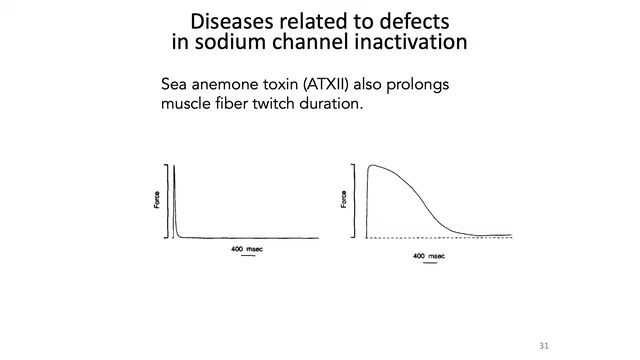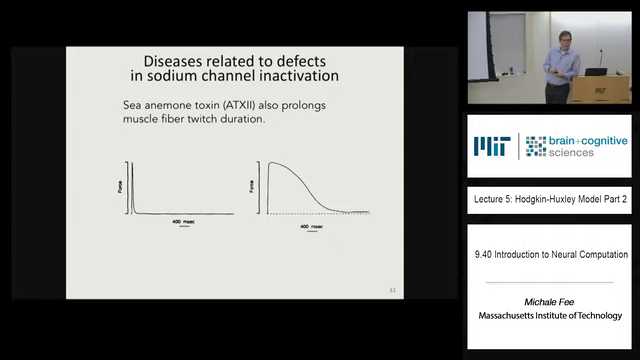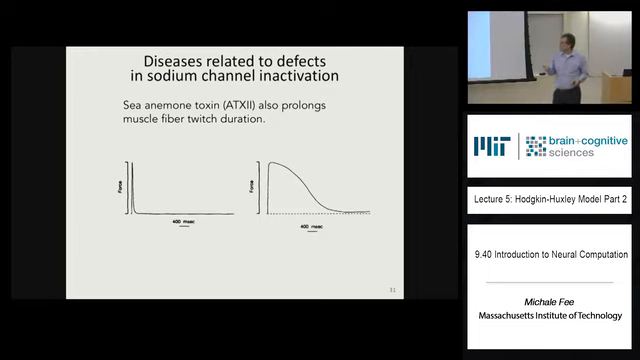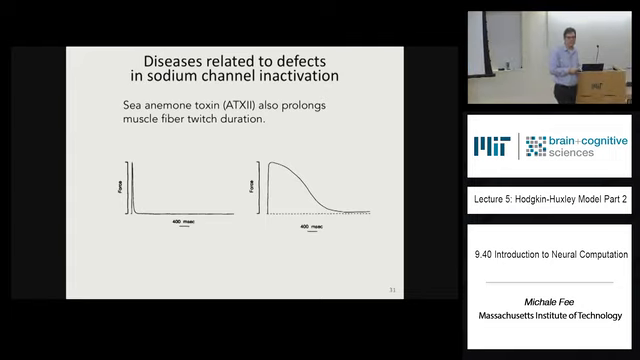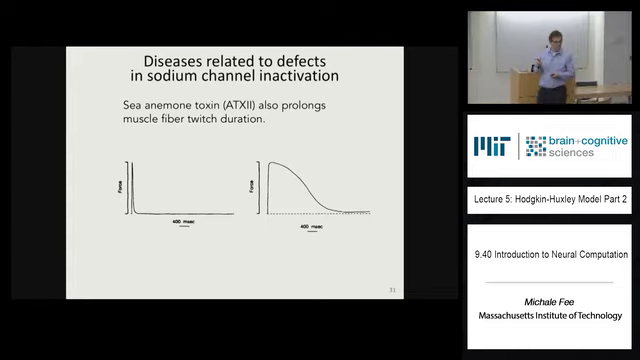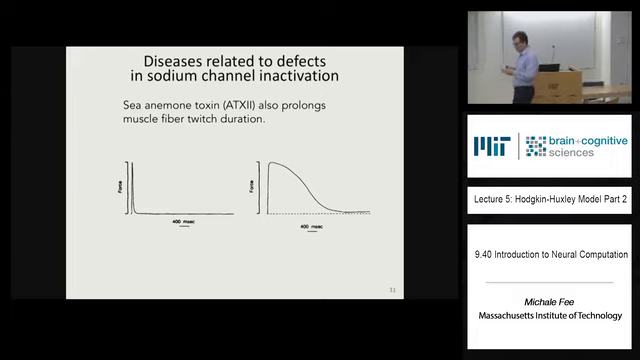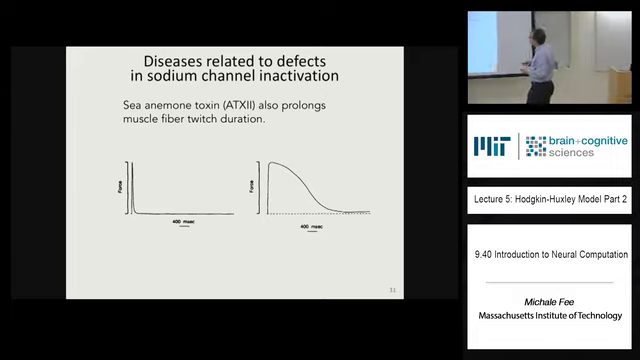If you stimulate that muscle fiber with a little electrical shock, you can elicit what's called a muscle twitch. And in the presence of this ATX2 toxin, you can see that the twitch is very extended in time. Okay. Question? Did I see a hand? No. Okay. So what's going on?